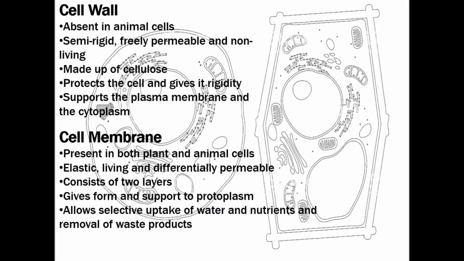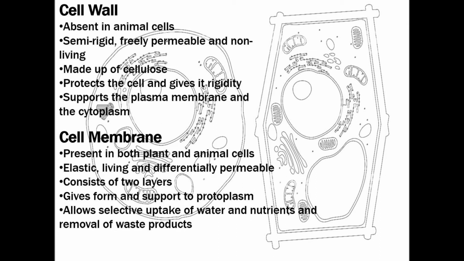Whereas what is cell membrane? Cell membrane is present in animal cells and plant cells as well. So the cell wall is present only in plant cells, but cell membrane is present in both plant cell and animal cell. What is this? This is elastic, living and differentially permeable. What we saw in case of the wall, that it is semi-rigid and freely permeable, is not the case with the membrane. This is elastic, this is living. The main difference, this is living and differentially permeable.